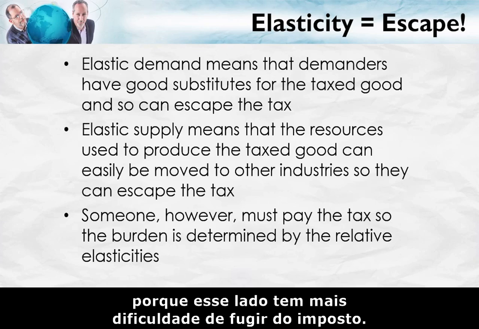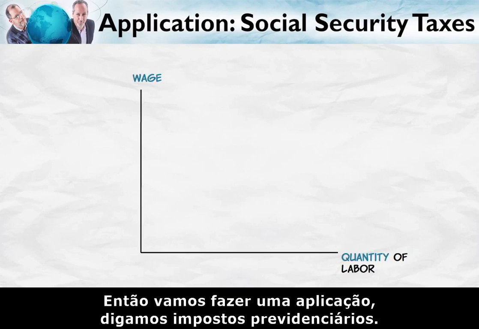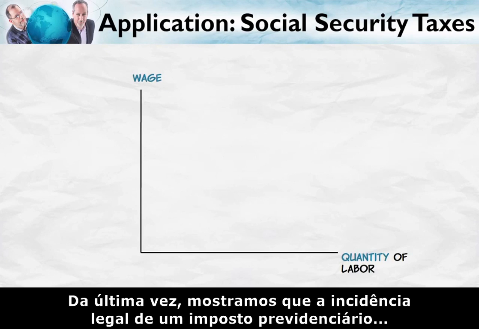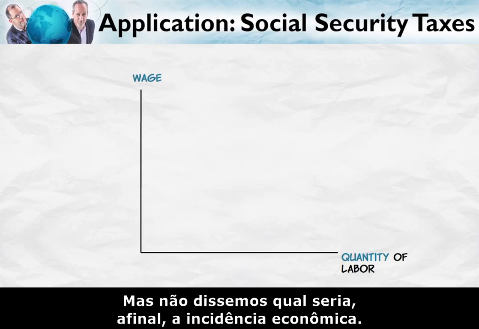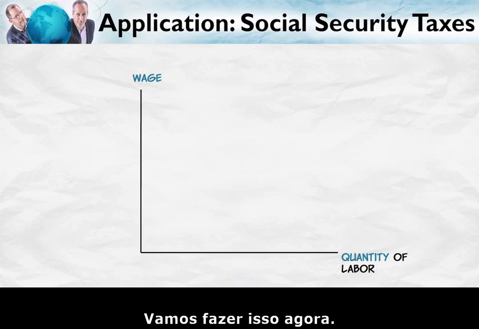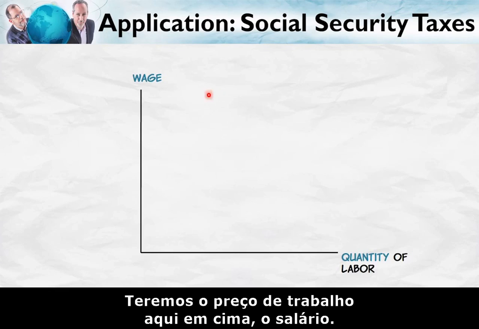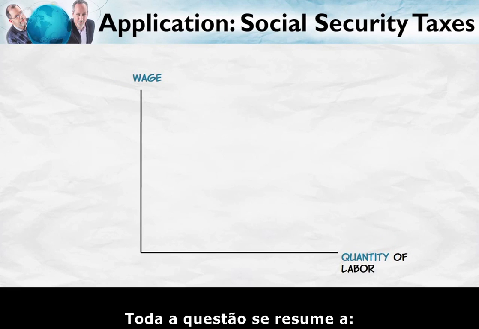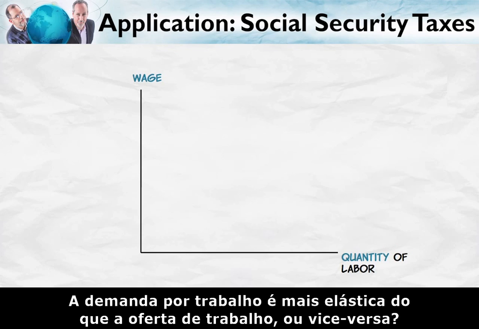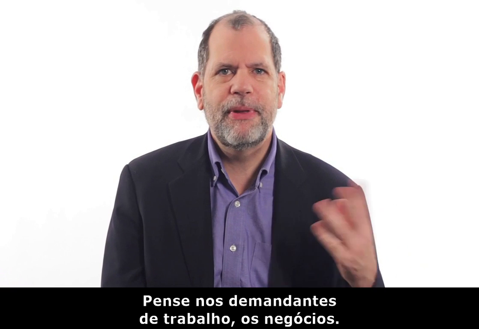The side which is less elastic is going to pay more of the tax, because that side finds it harder to escape the tax. So let's do an application, say Social Security taxes. Last time we showed that the legal incidence of Social Security taxes has no bearing on the economic incidence, but we didn't say what the economic incidence actually is. So let's do that now. We're going to have the price of labor, the wage, up here, and the quantity of labor down here. The whole question now boils down to: is the demand for labor more elastic than the supply of labor, or vice versa?